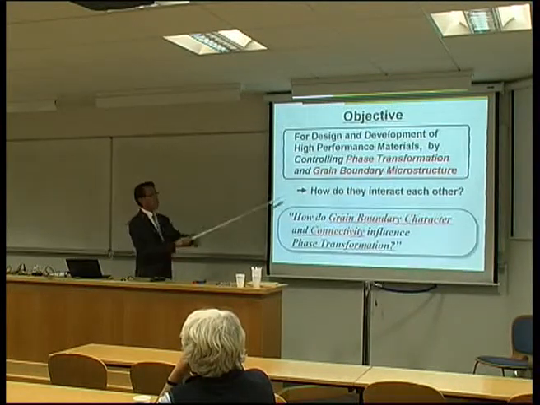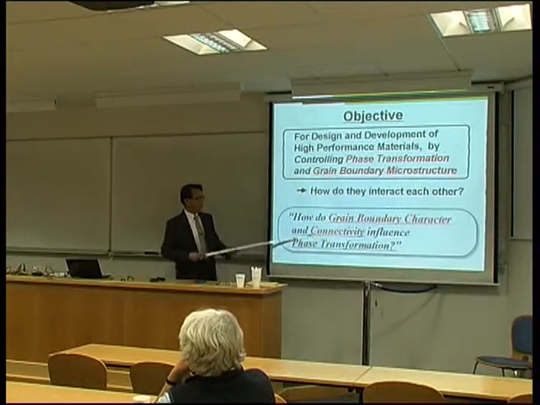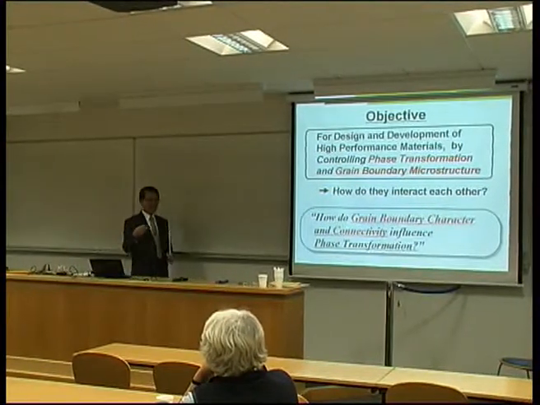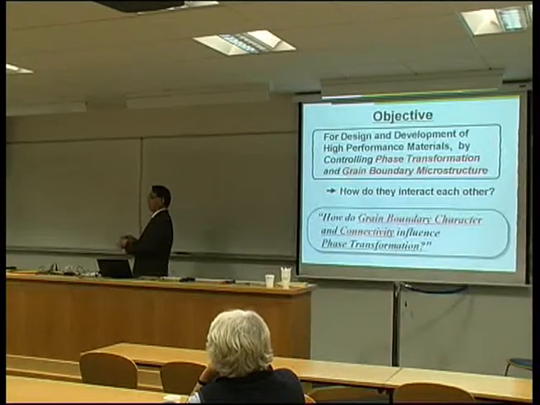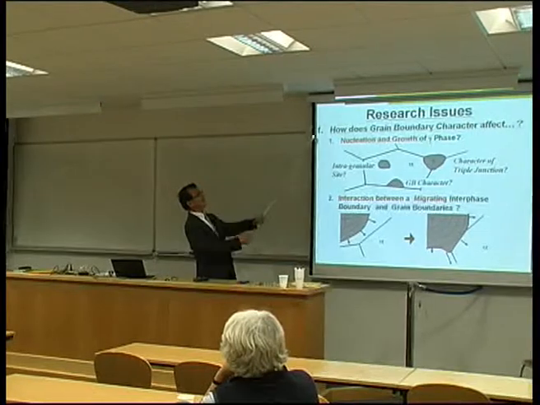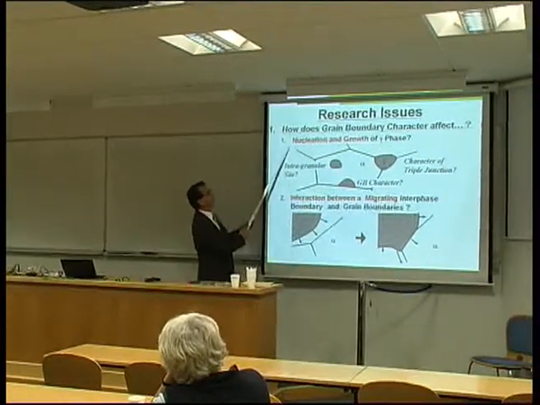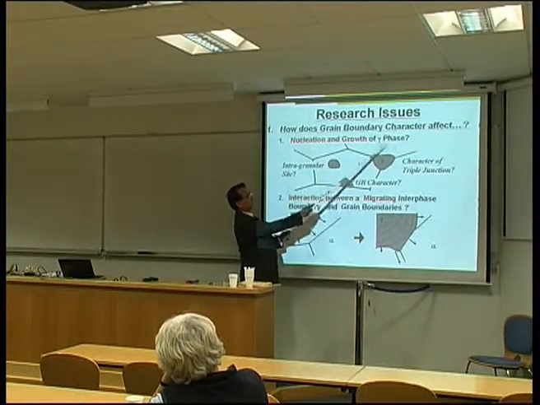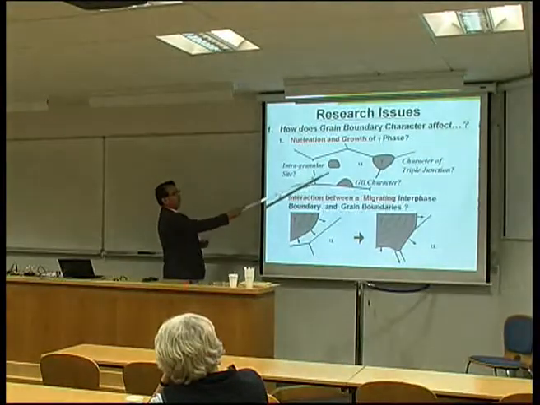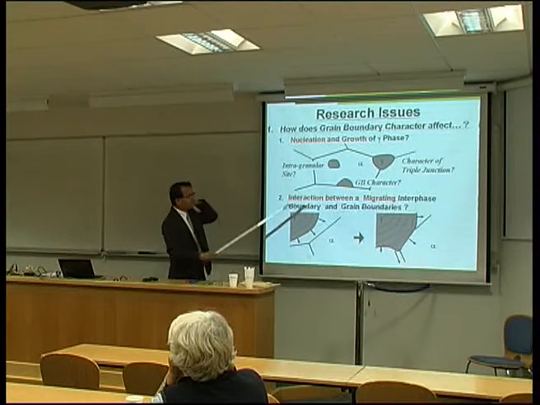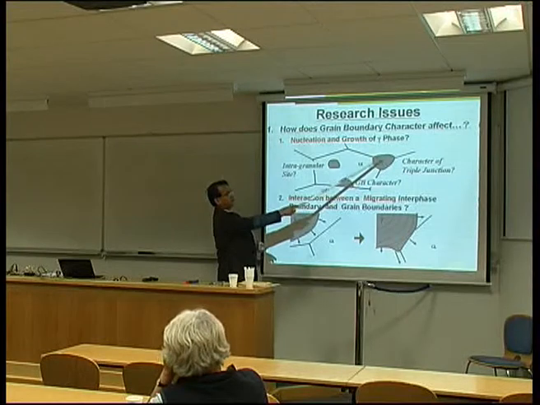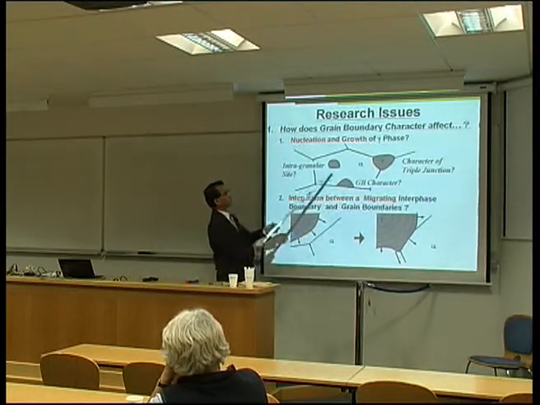As I mentioned, we ask how the grain boundary character or connectivity influences the phase transformation. To understand such basic issues, in-situ observation is so direct. Seeing is believing, I think. So firstly, how does the grain boundary character affect the nucleation and growth of the gamma phase, when we heat up the sample from the alpha state to gamma or vice versa? If we increase the temperature from the lower temperature, the gamma phase forms at grain boundaries, triple junctions, or grain interiors.